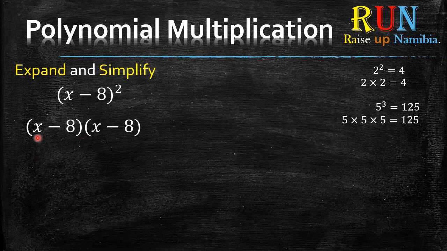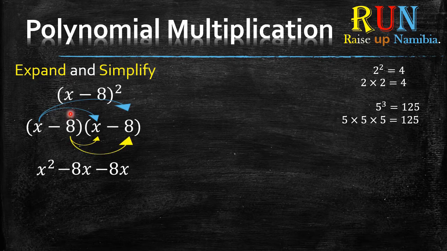So we start with this x and you say x multiplied by the other x in the other bracket will give you x squared. And then you go to the x again, you multiply it with the -8 to give you -8x. Now that you are done with this x, we go to -8 here. So we say -8 multiplied with x. What do you get? You get a -8x. Then again, -8 multiplied with a -8 on the other side will give you +64.